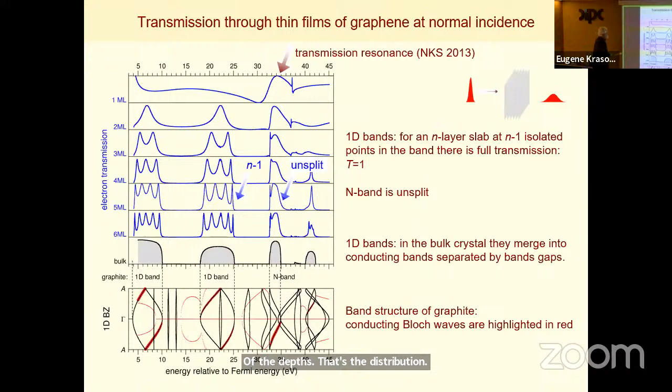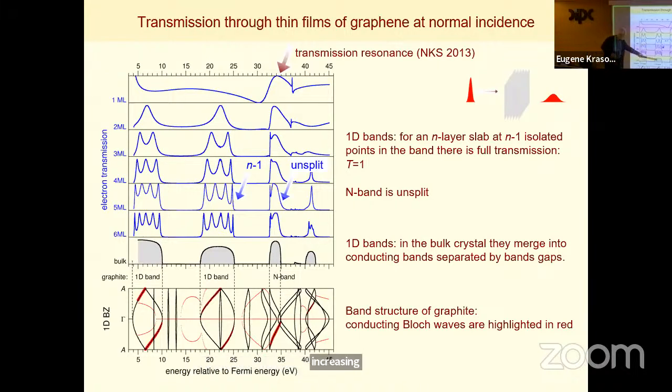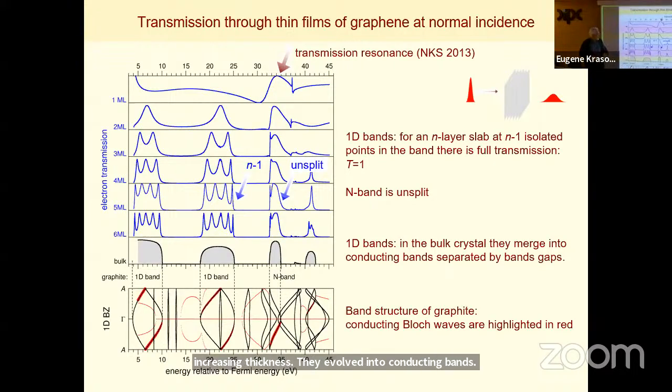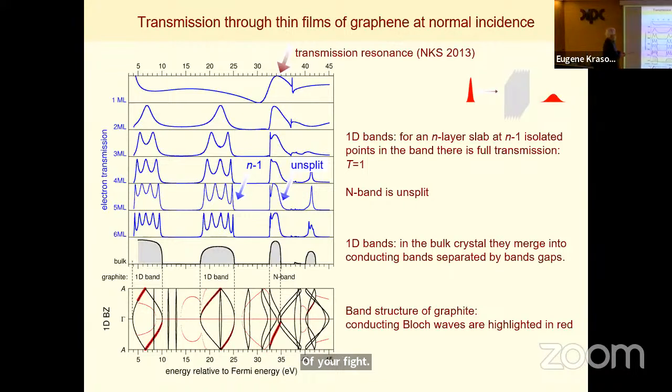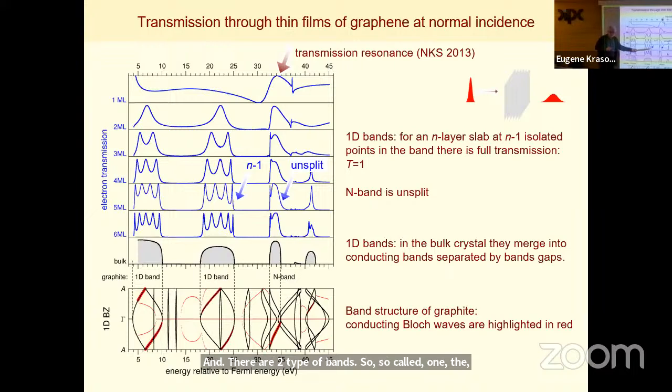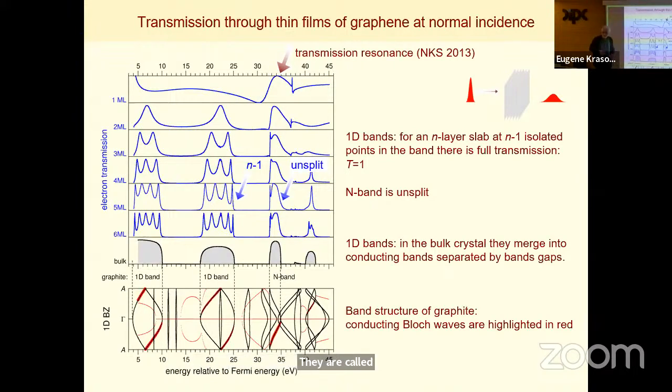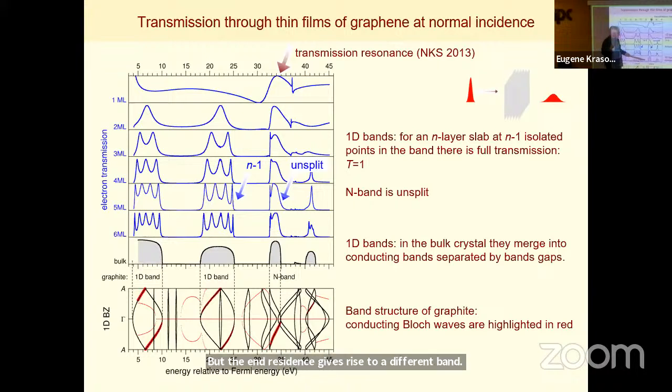Okay, so this is the transmission spectrum over a single monolayer. The resonance is here. And when we increase the number of monolayers, at some energies transmission resonances appear, so-called transmission slits, that with increasing thickness evolve into conducting bands of graphite. There are two types of bands. The so-called one-dimensional bands, 1D bands, where the number of resonances is simply n-1, where n is the number of layers. They are called 1D bands because this behavior can be reproduced in one dimension. But the n resonance gives rise to a different band, a band of different character. It is not split. Please pay attention to that.